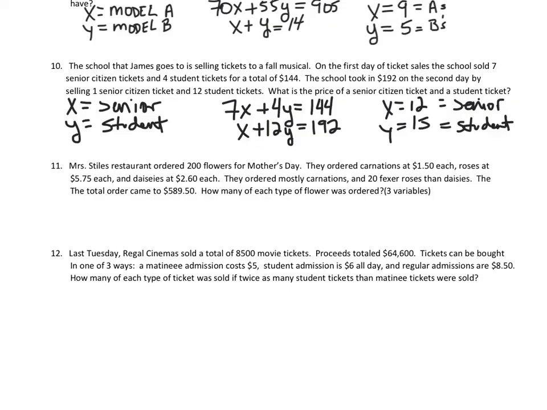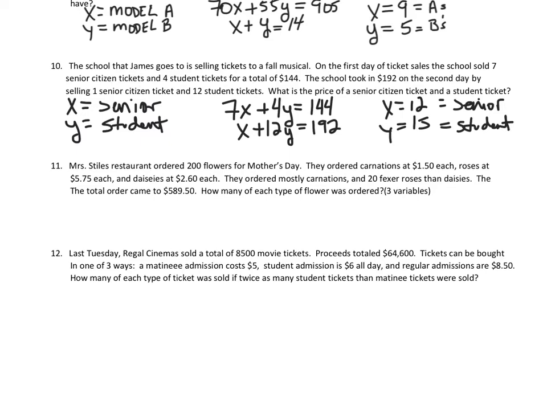Okay, in problem number 10, the school that James goes to is selling tickets to a fall musical. On the first day of ticket sales, the school sold 7 senior citizen tickets and 4 student tickets for a total of $144. The school took in $192 on the second day by selling 1 senior ticket and 12 student tickets. What is the price of a senior citizen's ticket and a student ticket?